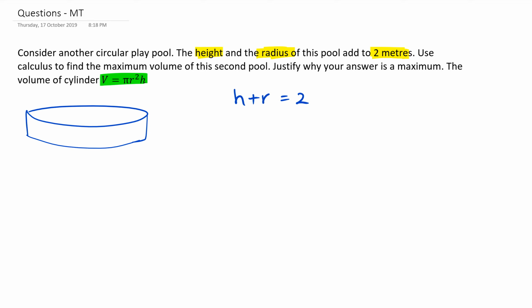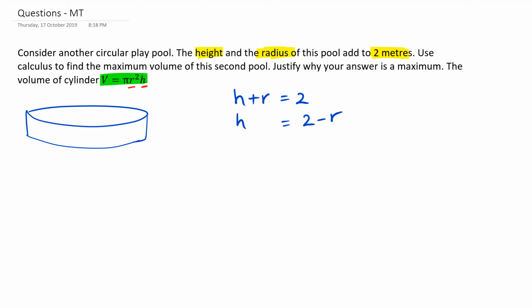Now when you are doing any of these questions with finding maximum area, maximum volume, or anything like that, you can't actually have two different variables. What I mean by variables is two things that can change. If radius changes, then height also changes. So we're going to rewrite h in terms of r. Real simple, h is equal to 2 minus r.